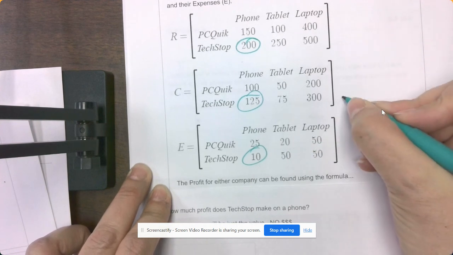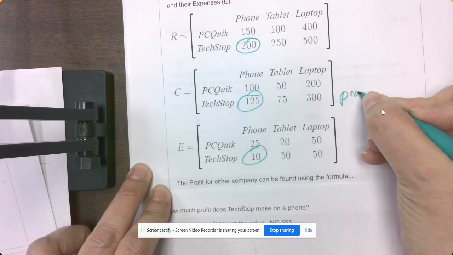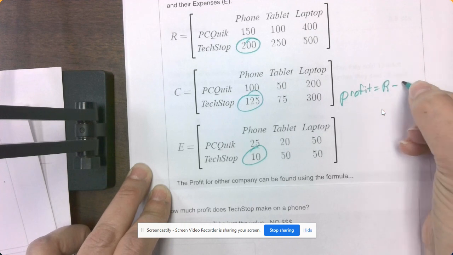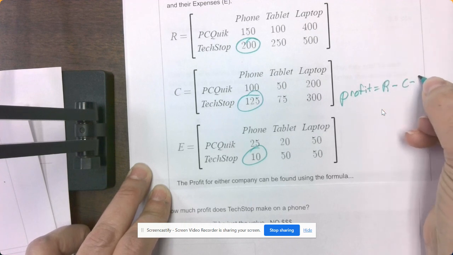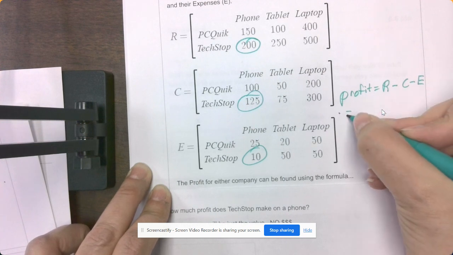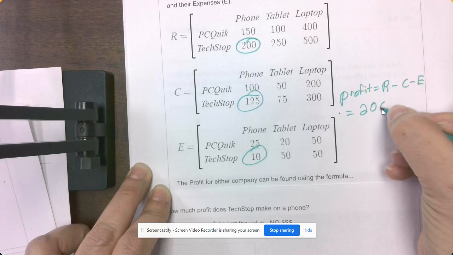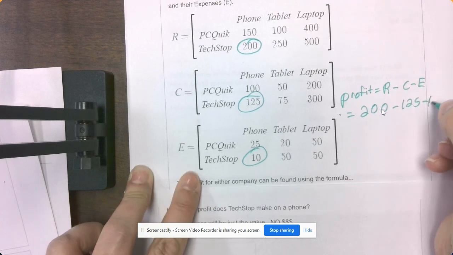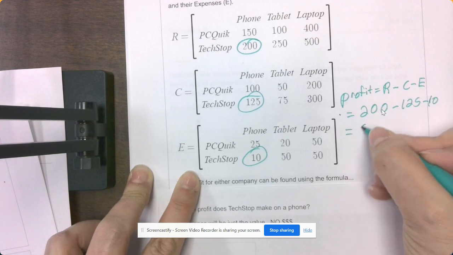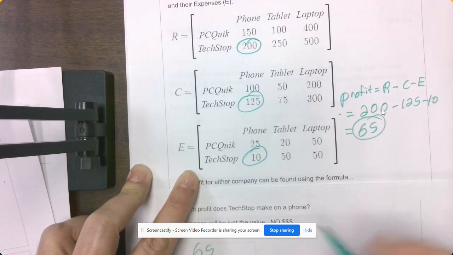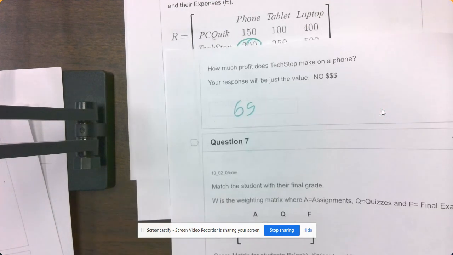So remember, profit is going to equal revenue minus cost and expense to buy them. So it's going to be 200 minus 125 minus 110. That's going to give us $65, everybody. Okay. No dollar sign, everybody. Just put the numbers in.